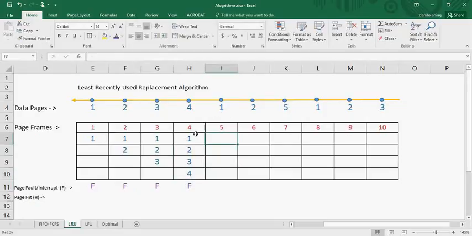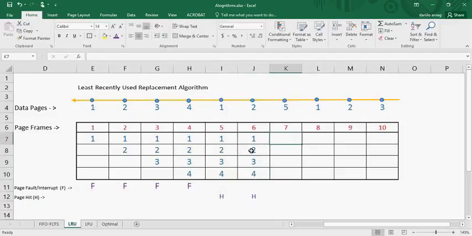All right, 1 is already in there, so that will be a page hit. So we're going to have an H here. 1, 2, 3, 4, as well as 2, which is the next page to be requested. 2 is already in the current page frame, so that will also provide a hit. So we're just going to copy the rest of the contents of the pages.